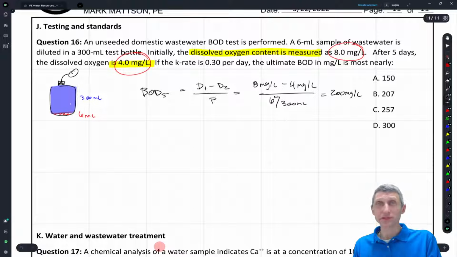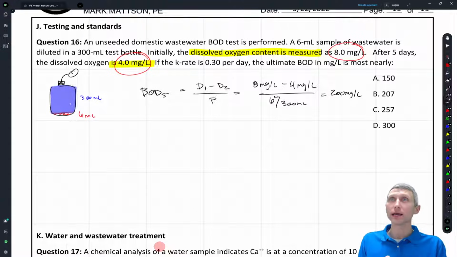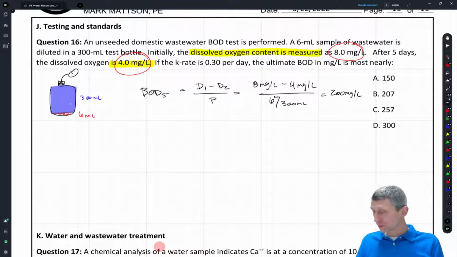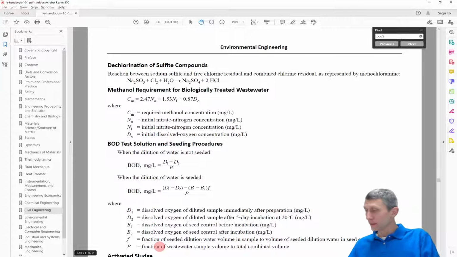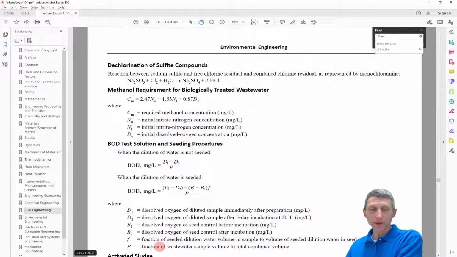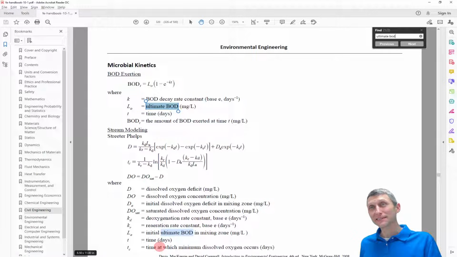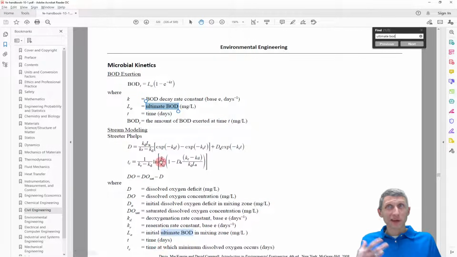So you could stop there and say 200, great, but don't do that, because the ultimate BOD isn't just the BOD 5. What we want to do is go to the next equation here, which is going to help us as well. Specifically, when we come back to what we're looking at, I'm just going to type in ultimate BOD. Okay, so ultimate BOD, this gives us a BOD exertion. It's another one of those basic formulas, a basic test for BOD.